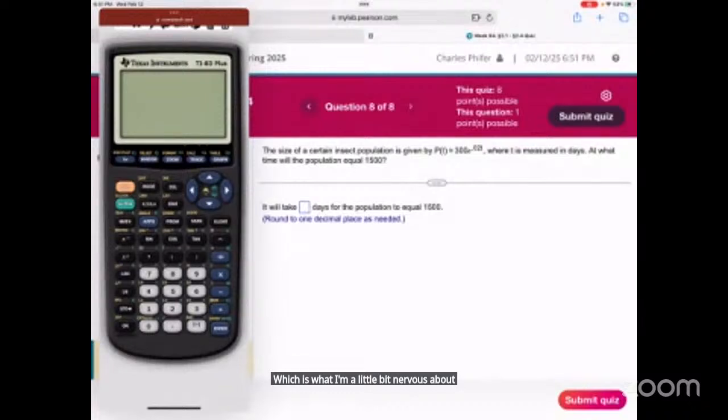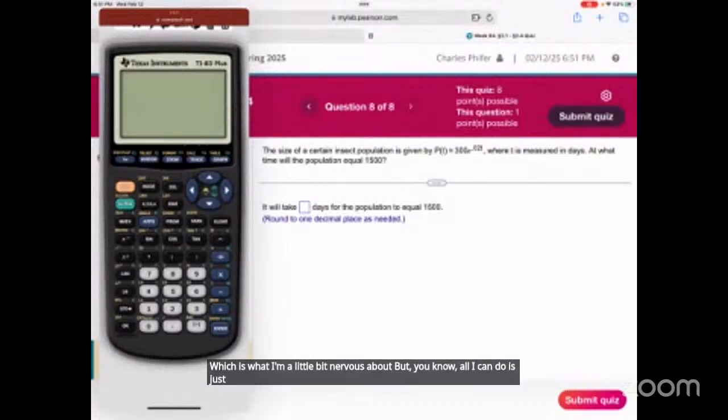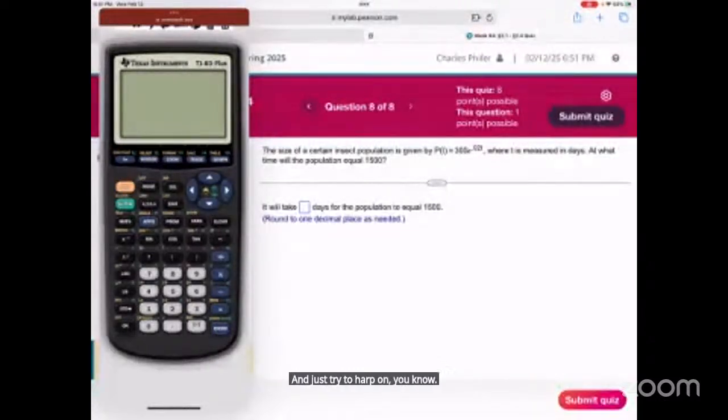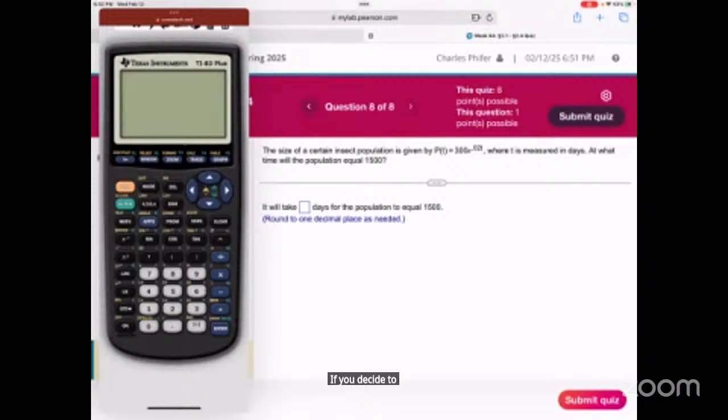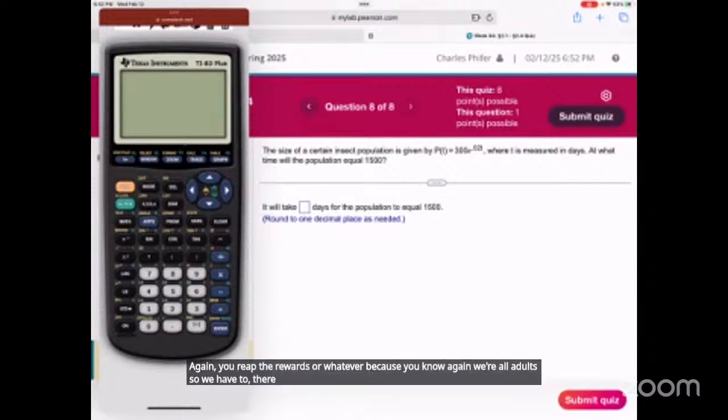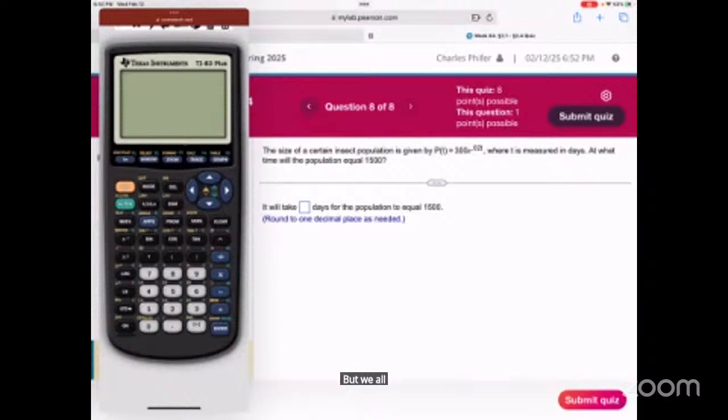But all I can do is just offer a warning. I could make things more rigorous. I could change a lot of stuff, but I don't think it's necessary. So I intentionally make it a little bit gentle and just try to harp on it: you all are adults, right? So if you decide to shirk this off, you've got to deal with the consequences of that. If you decide to maximize what you're absorbing from here, you reap the rewards, because we're all adults, and there are consequences for the choices that we make. We all have to deal with that kind of stuff, right?